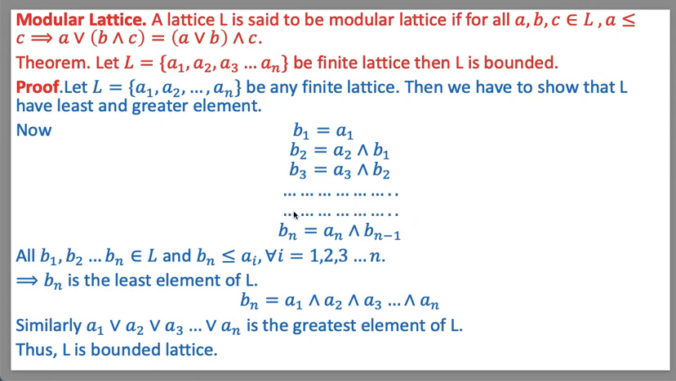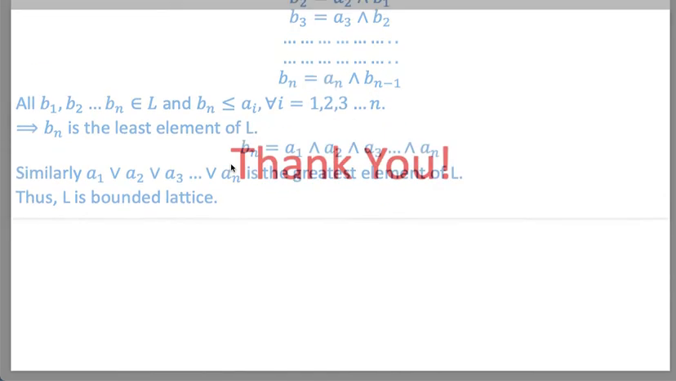Bn minus 1 from the previous step, then B3 and so on. B3 is this, then B2 is this, then B1 is this. On substituting all the values, we get Bn is equal to A1 meet A2 meet A3 meet up to An, and this is the least element. Similarly, we can show that A1 join A2 join A3 join up to An is the greatest element. So this lattice contains the least element as well as the greatest element. It means it is a bounded lattice. Thank you.